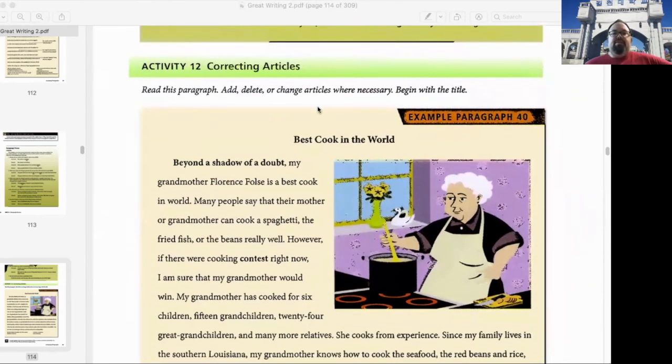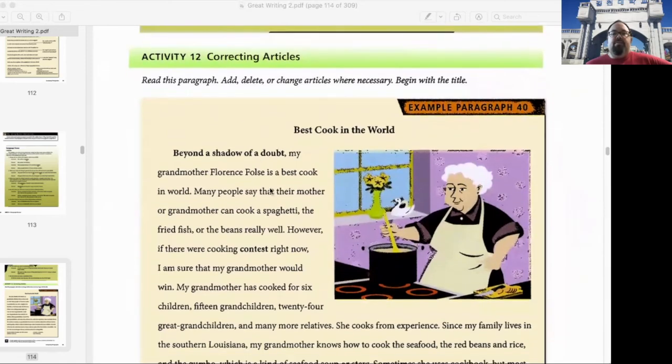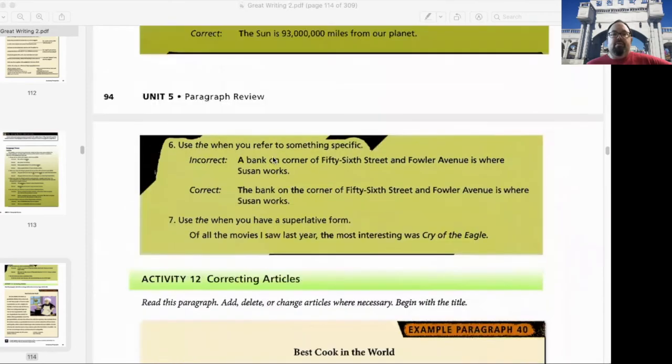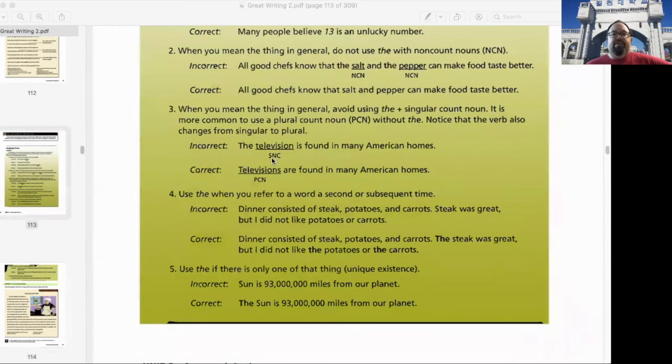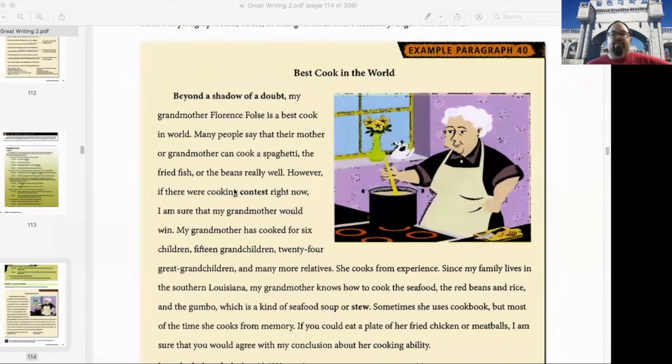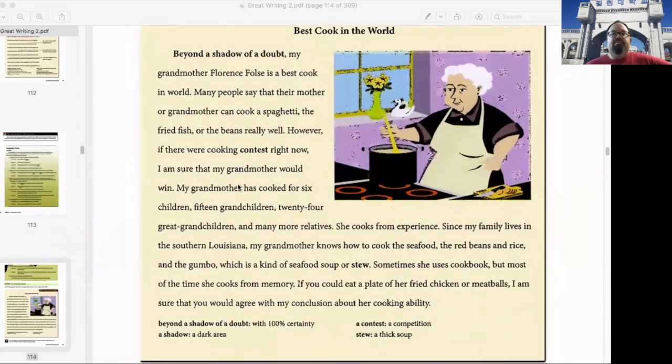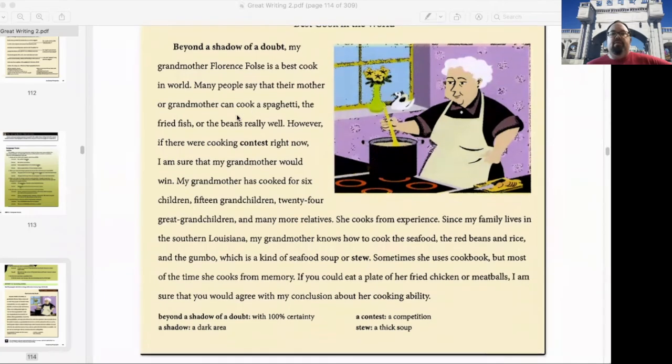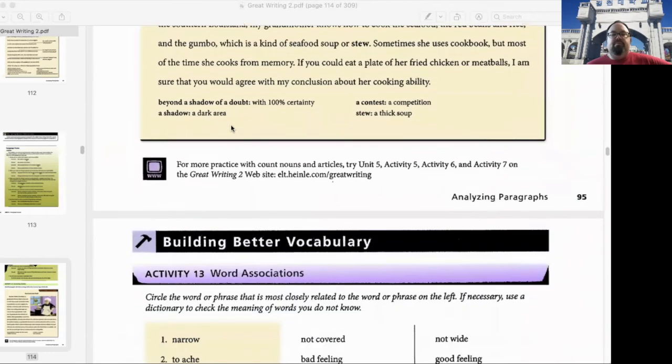All right, in activity 12, you're going to go ahead and correct articles. Here we've got article problems, just like up here we had 7 different examples. So you're going to find some mistakes here. Go ahead and try to fix those. In next week's lecture, I'll go back and explain, and you can check your answers, see how you did.